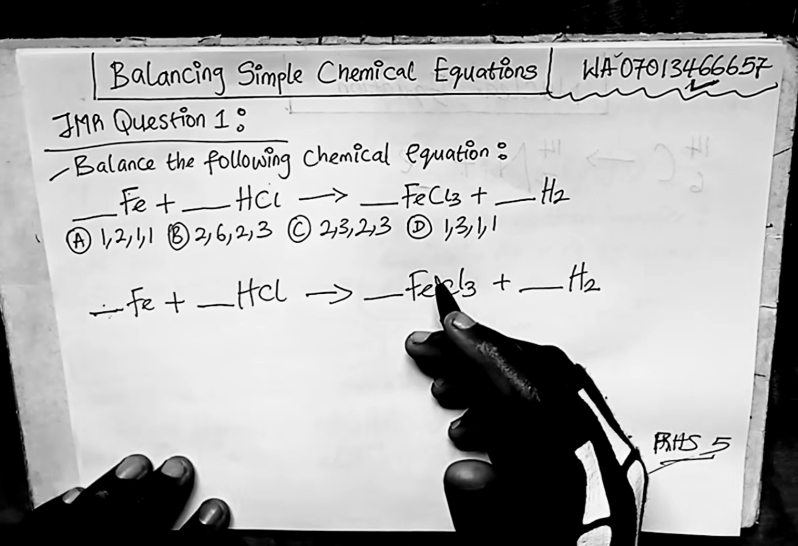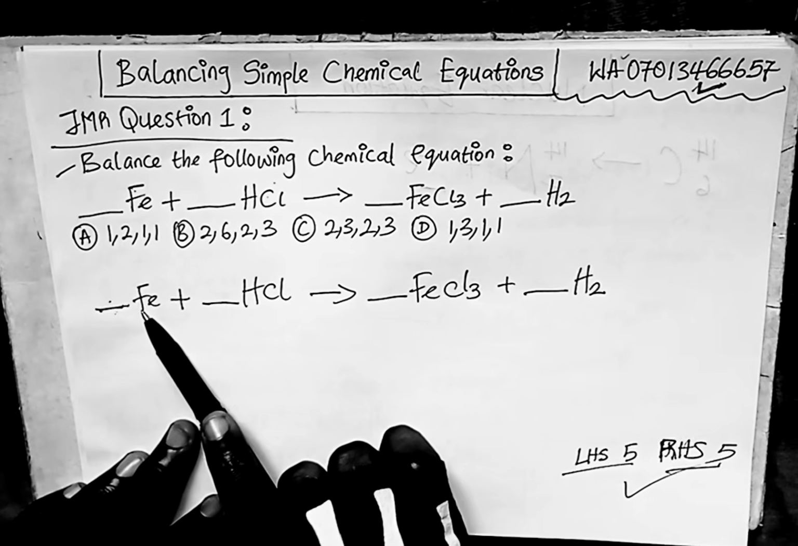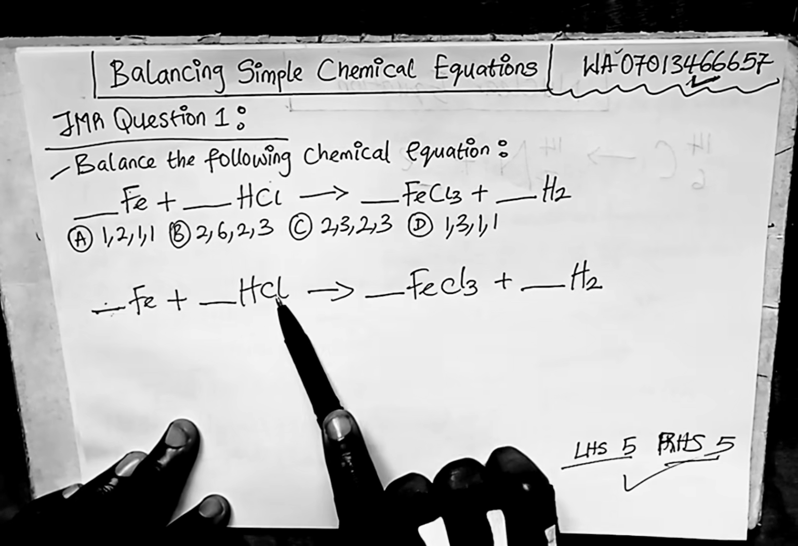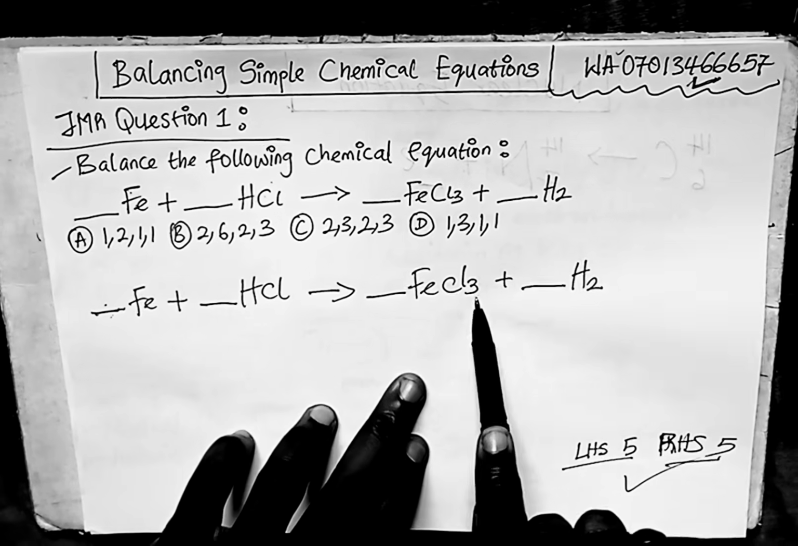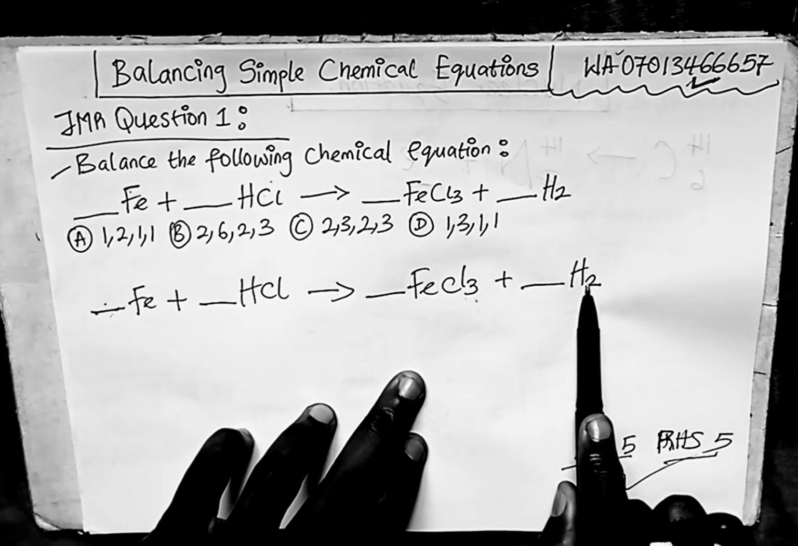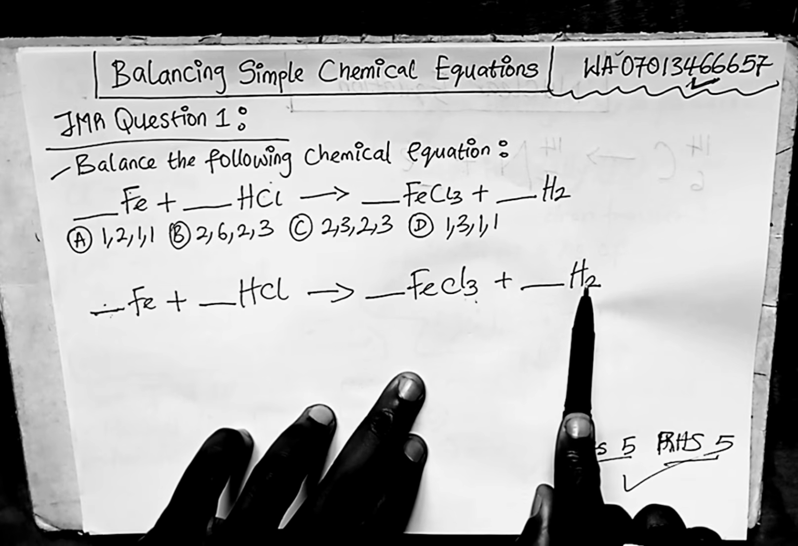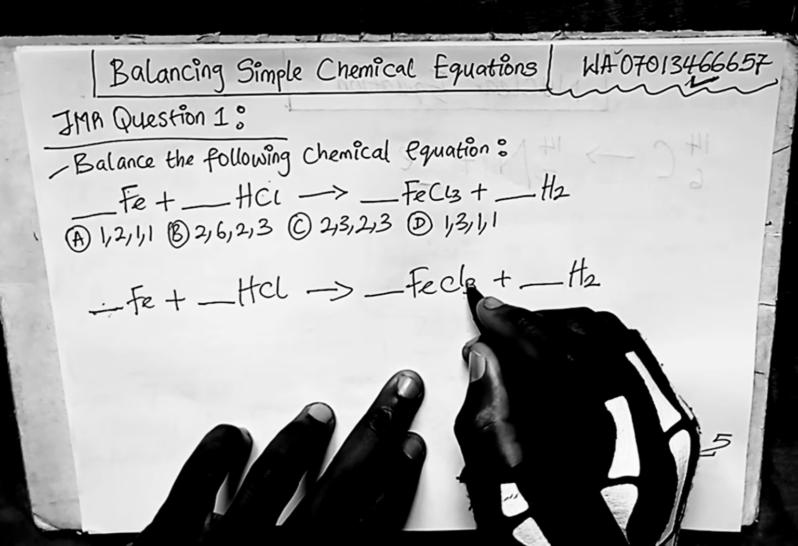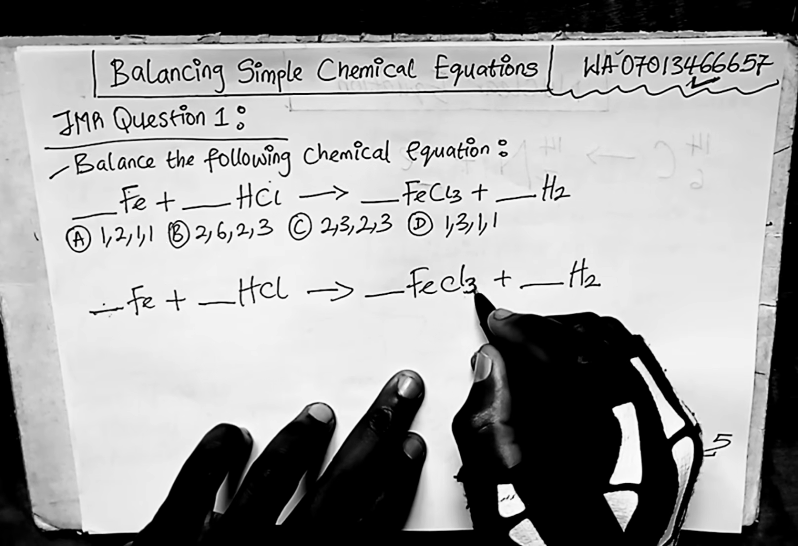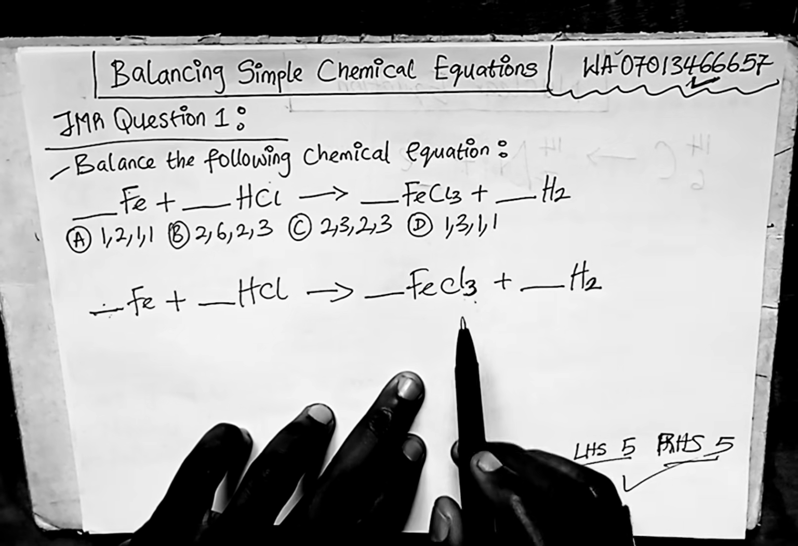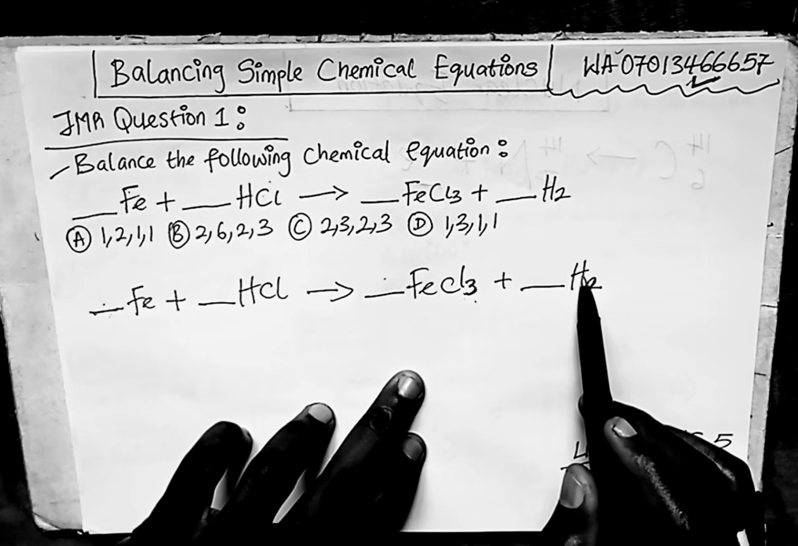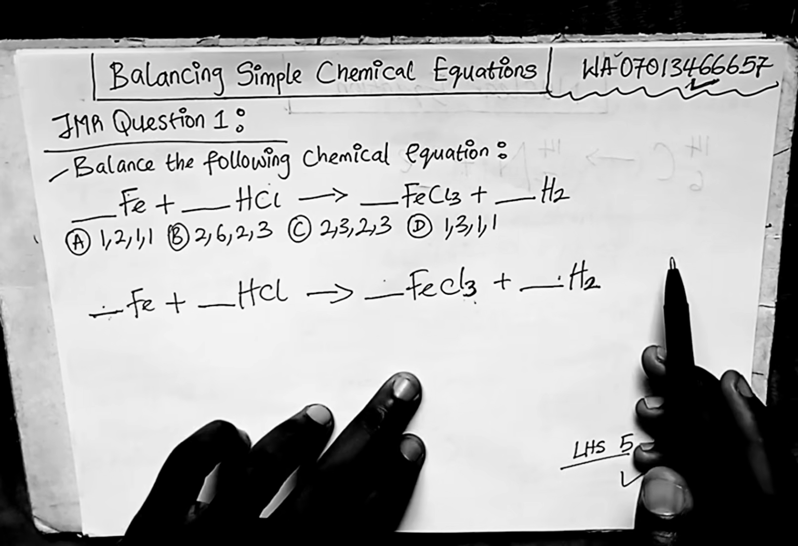When you look at the left-hand side of this equation, we have 1 mole of iron and 1 mole of HCl. But on the right side, we have 3 atoms of chlorine and 2 atoms of hydrogen. When you see a subscript like the 3, it means you multiply whatever coefficient you put in front by that subscript. It's very easy.